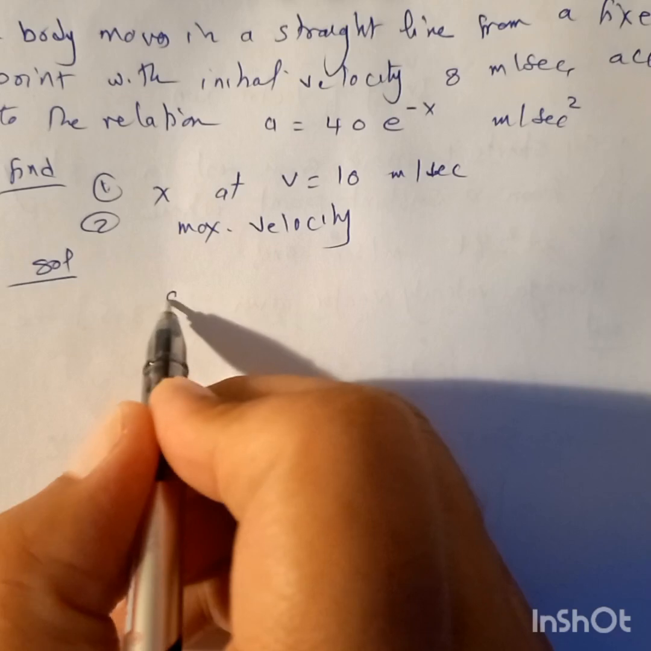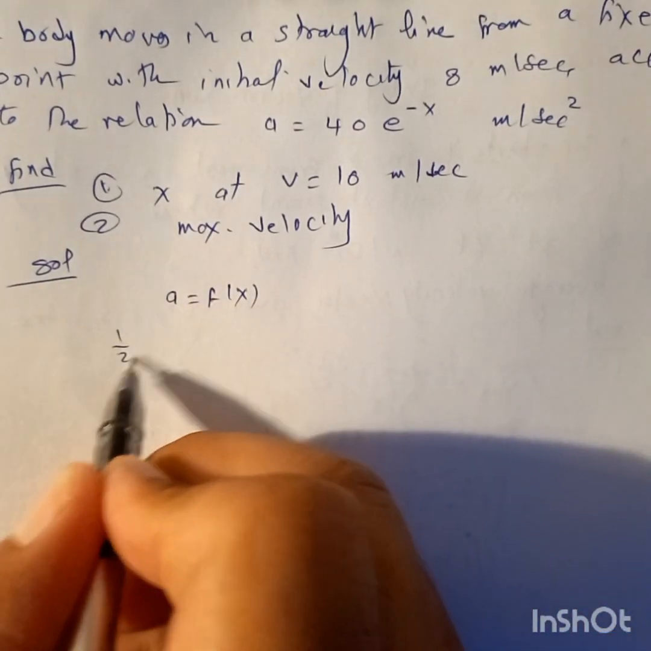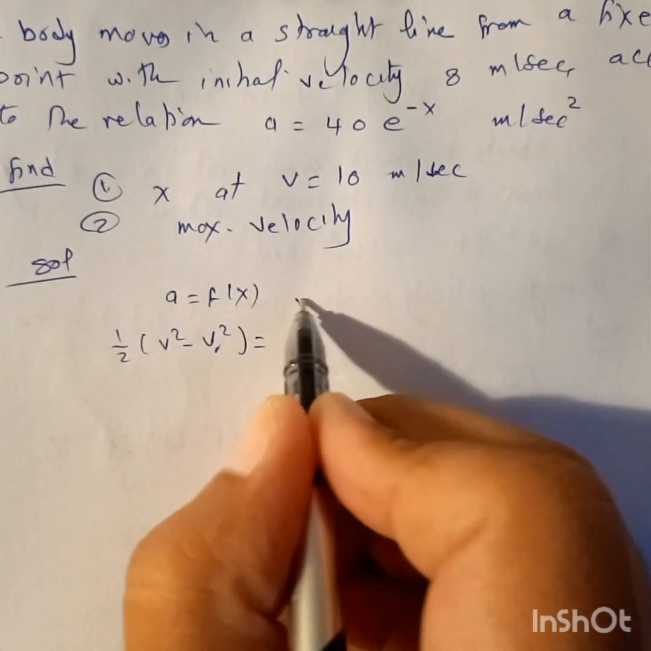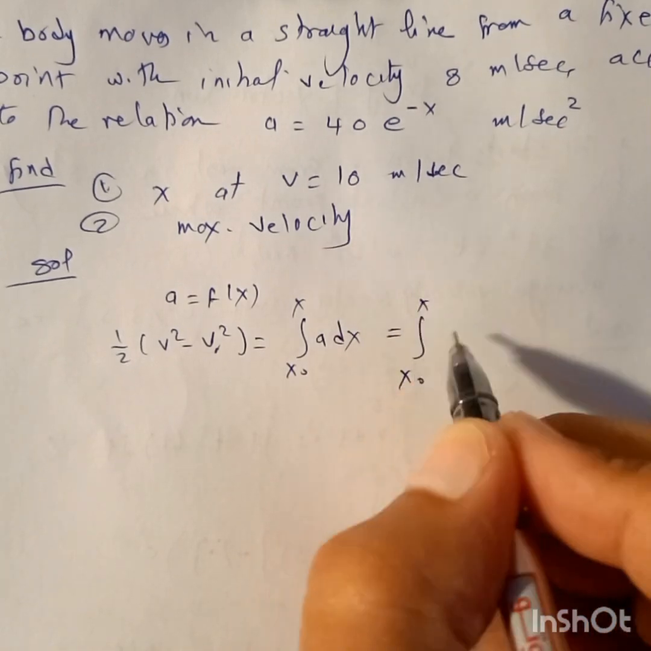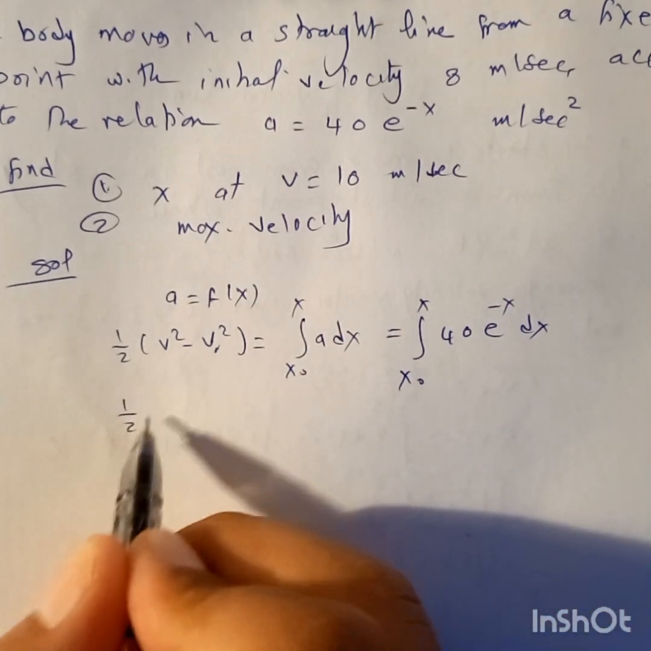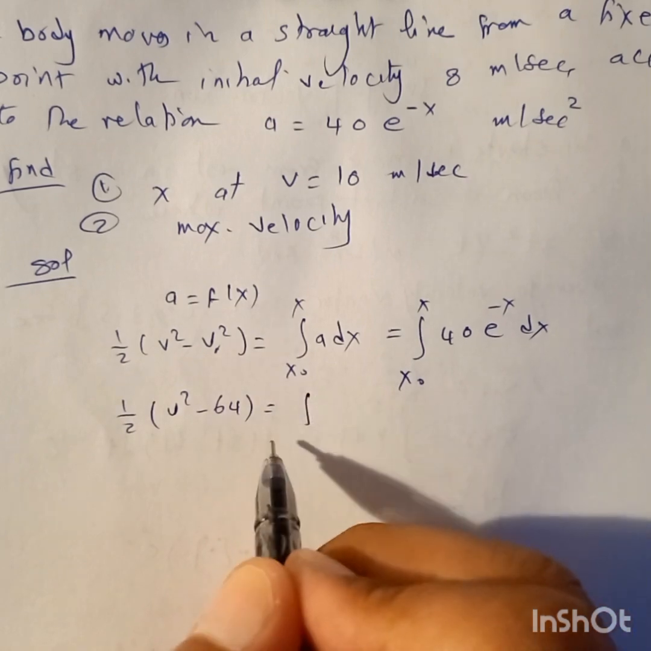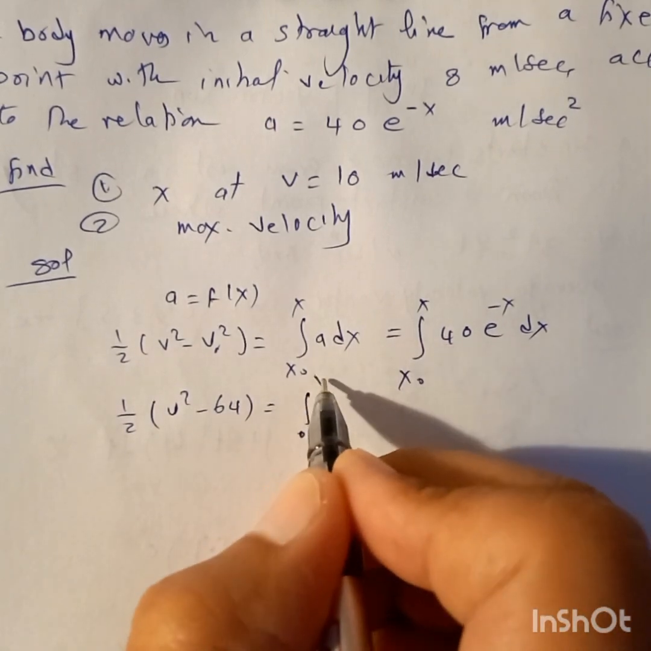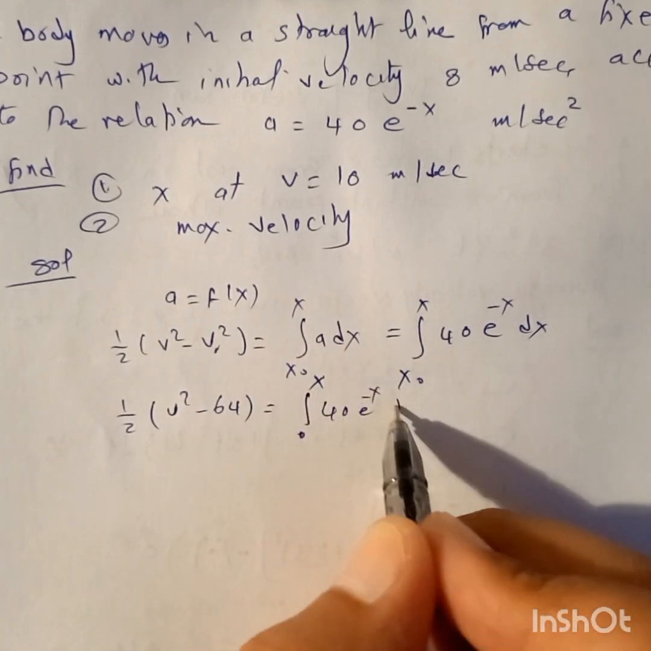Here we have acceleration as a function of displacement. Then half v squared minus v naught squared equals the integral from x naught to x of a dx. Then we have the integral from x naught to x of 40 e to the power minus x dx. Here half v squared minus v naught squared, which is 64, equals the integration from the fixed point, where x naught is 0, to x. It's required to find x. Here we have 40 e to the power minus x dx.